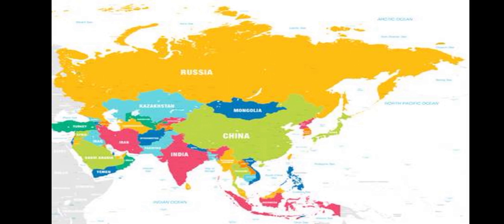Here you can see the map of Asia. India, China, Mongolia, Russia, Kazakhstan, Saudi Arabia, Pakistan, Iran are some big nations of Asia.